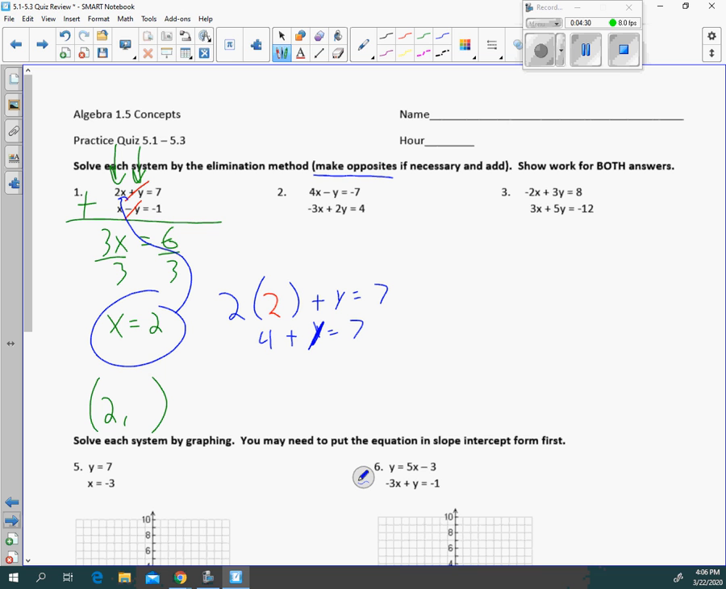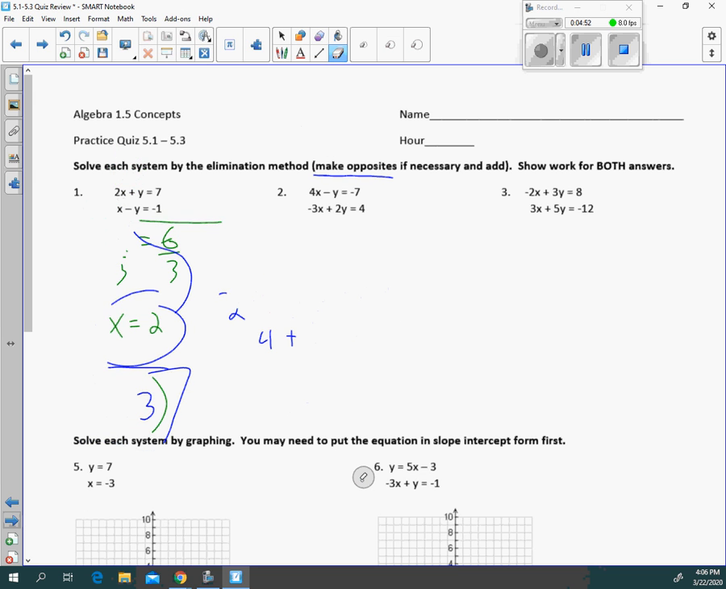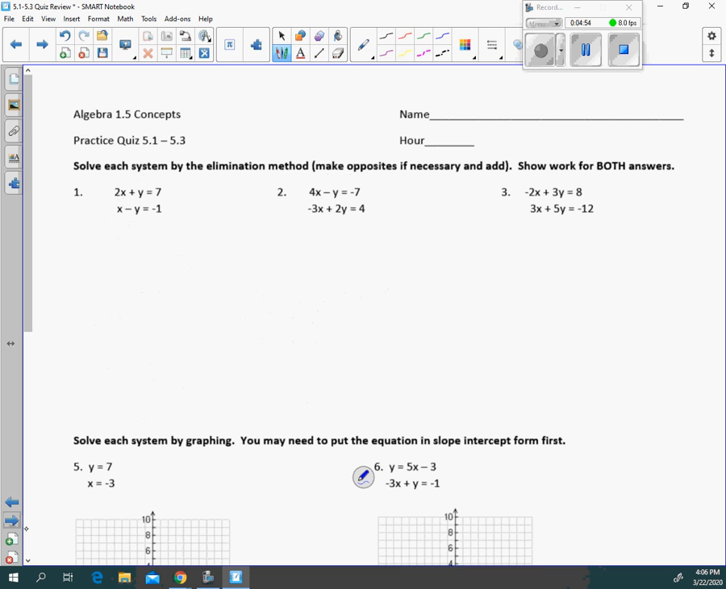All right, Odelia, this is for you. 4 plus what number gives me 7? If you thought 3, you thought correct. There's my answer. I'm going to move on just for time's sake of the video. You have the power to rewind it and pause it and stuff. So I'm going to erase all that stuff. Here we go. Number 2, solve by elimination.